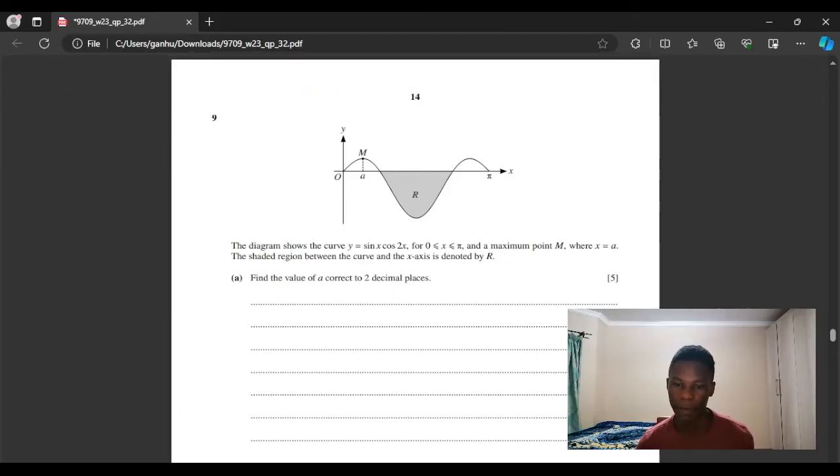So a is the x coordinate at M, and M is a maximum point, which is a stationary point. So it means we have to find dy/dx and then equate dy/dx to 0, and solve for x. So let's find dy/dx. In this case we have two functions multiplying each other, so we're going to use the product rule, which states that dy/dx would be equal to u dv/dx plus v du/dx.